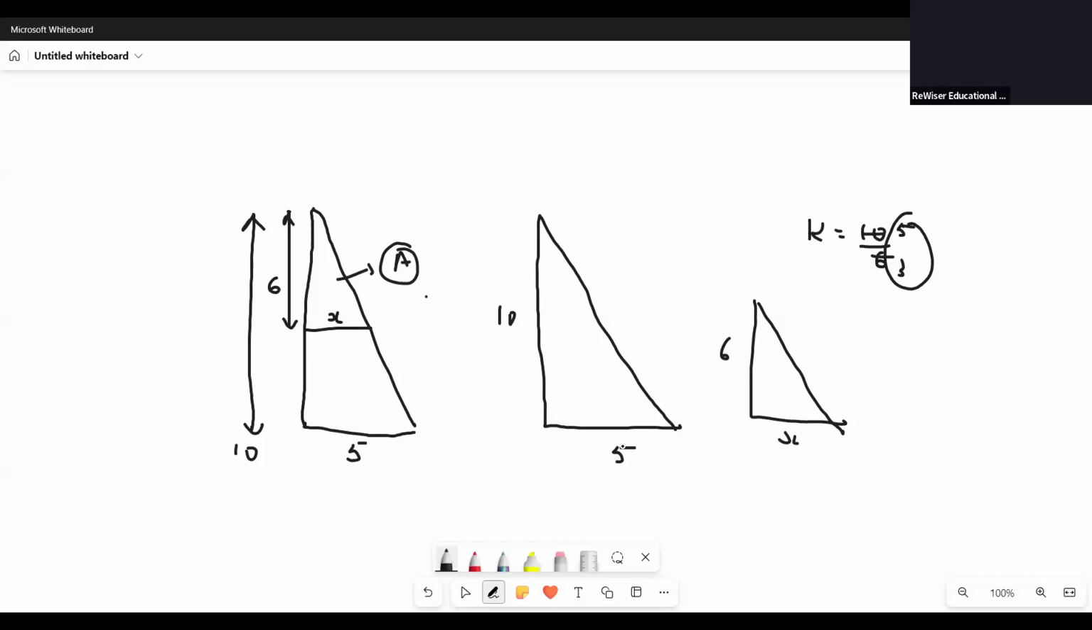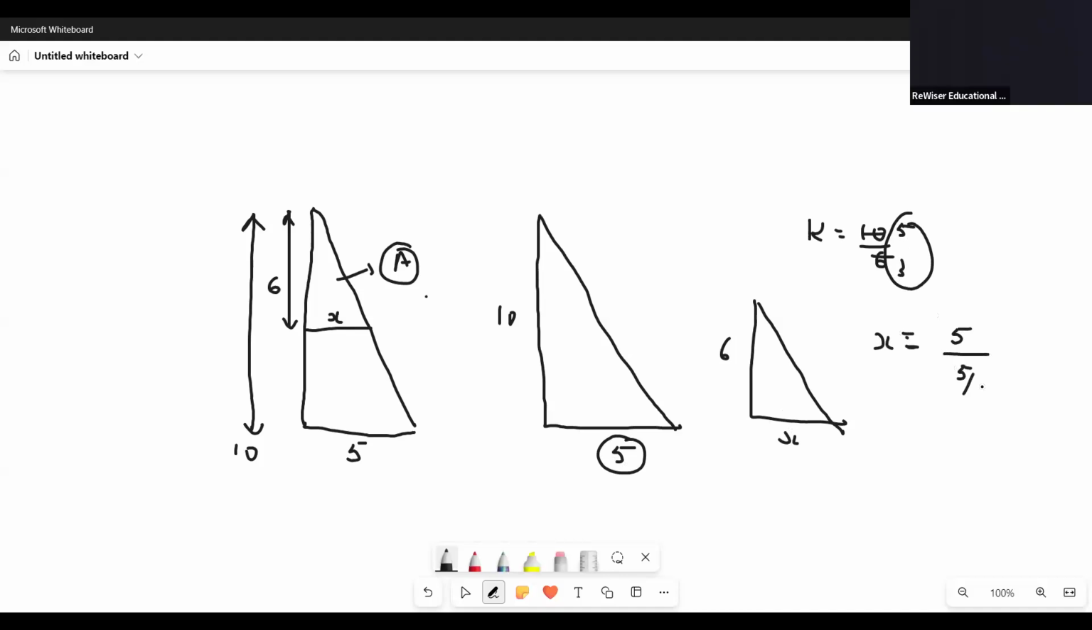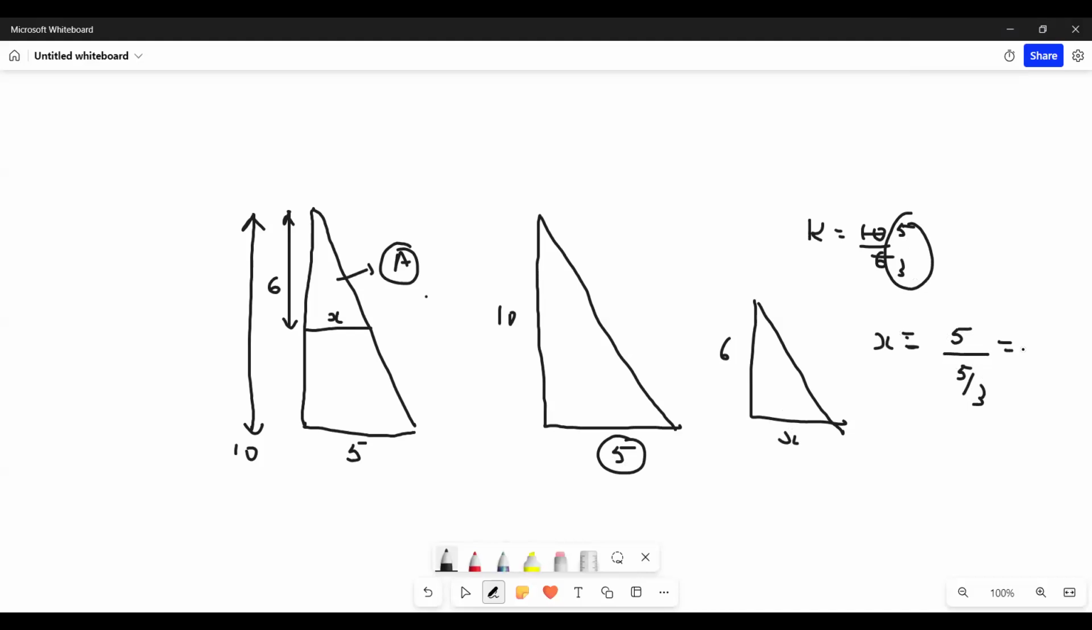Since this is 5, x is bound to be smaller than 5. So what should be x in that case? 5 divided by 5 by 3. That equals 3.